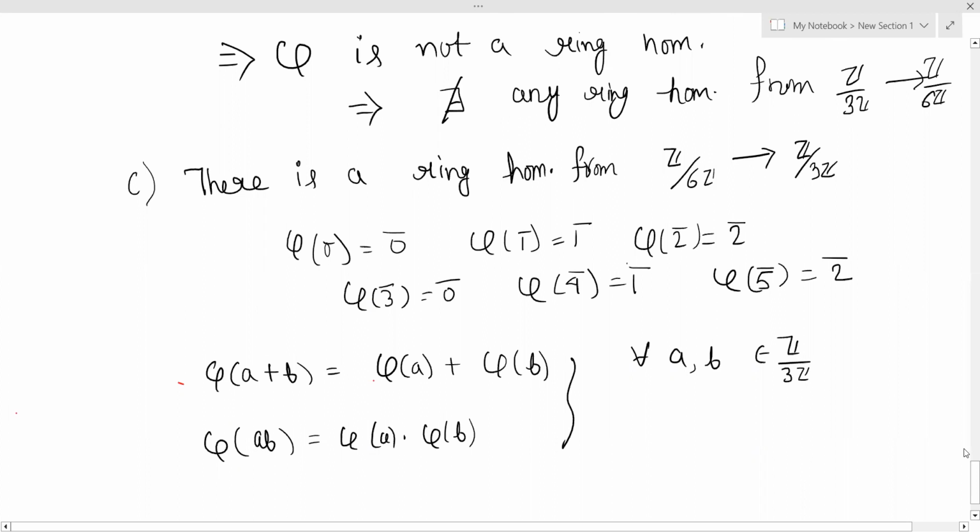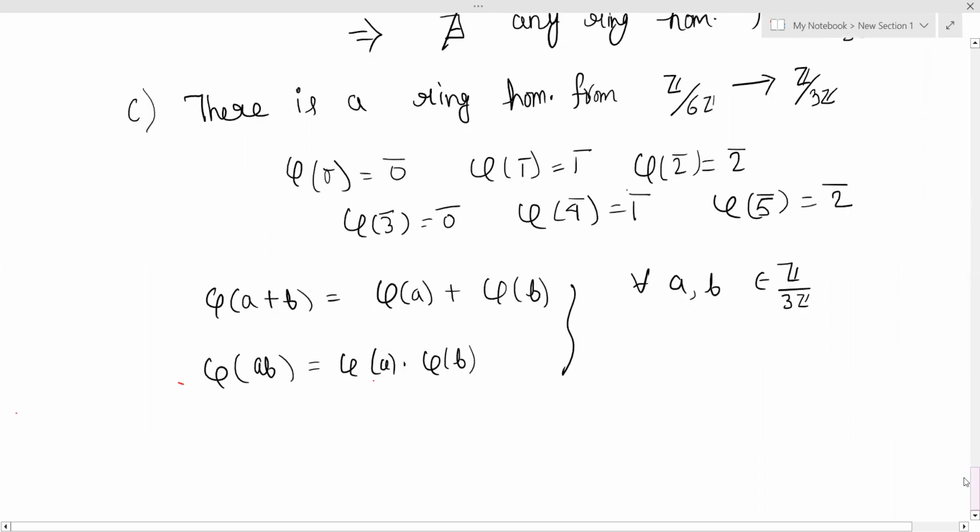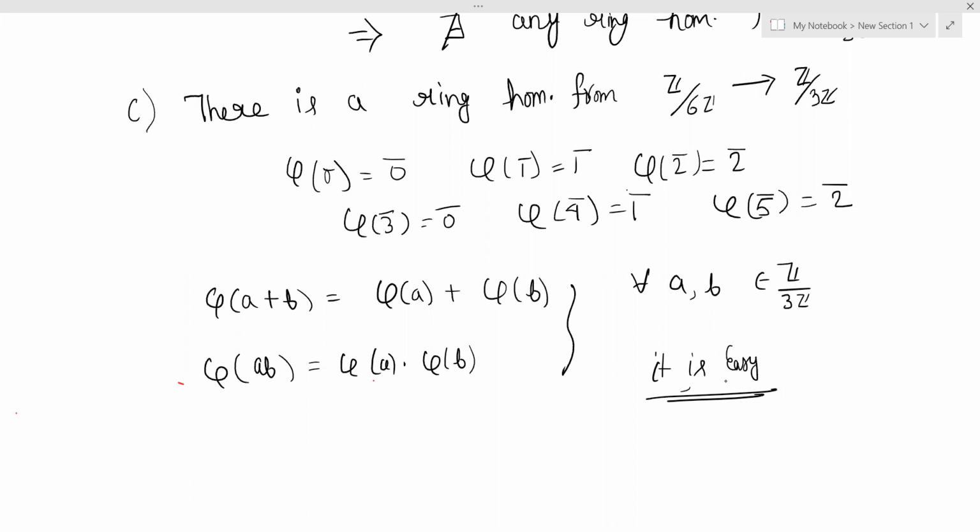But tell me, is there any other ring homomorphism except this from Z mod 6Z to Z mod 3Z? You can check this. It is easy. This is a ring homomorphism because you can just go by the definition and check it. These two conditions. So can you tell me, is there any other ring homomorphism from Z mod 6Z to Z mod 3Z? Just go by the definition, like I did in the B part.